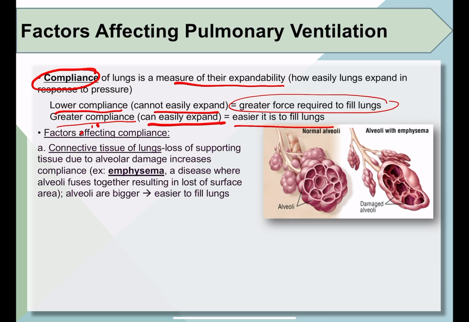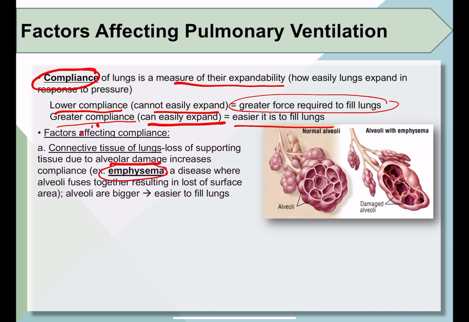One of them will be the connective tissue that makes up your lungs, for example, your alveoli. If there's a loss of supporting tissue due to some sort of alveolar damage, then that will increase the compliance value. For example, in the case of a lung condition called emphysema, which is a disease oftentimes caused by long-term smoking with chemicals damaging those tissues, over time those air sacs will become weaker and eventually rupture.